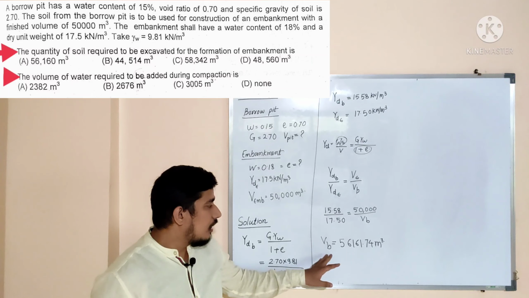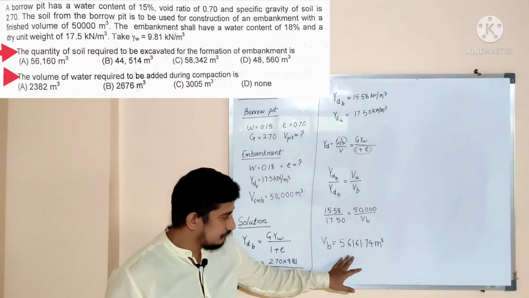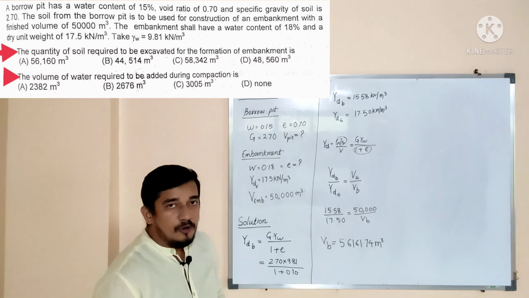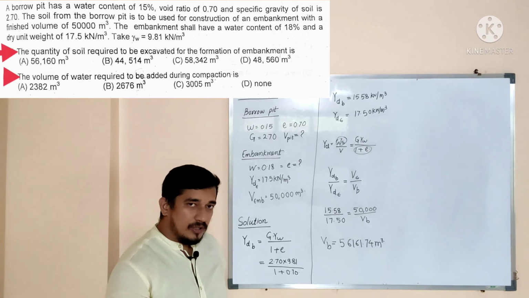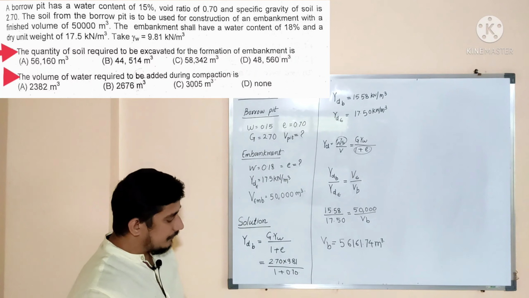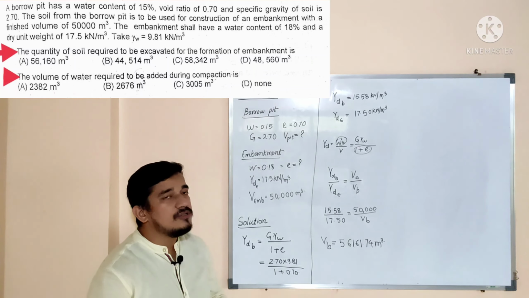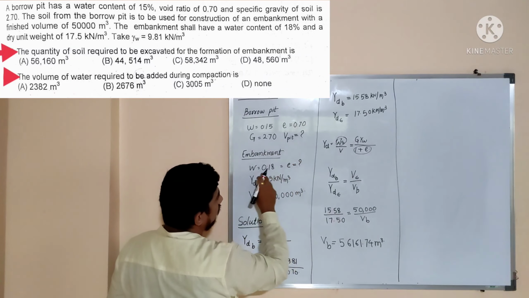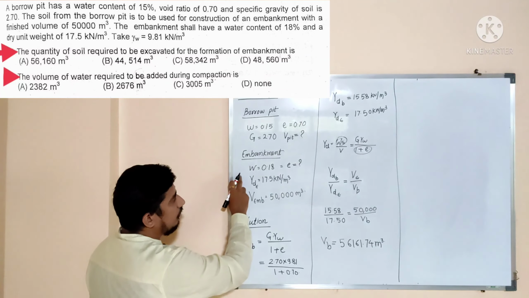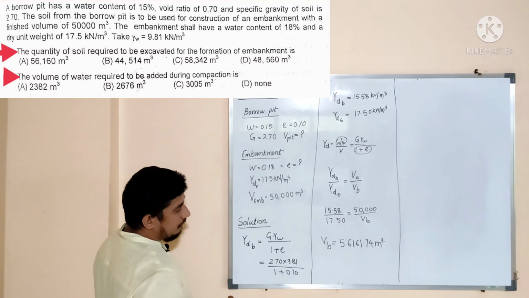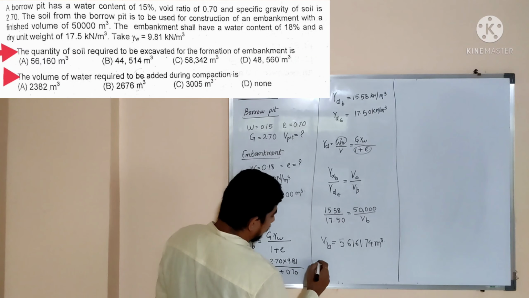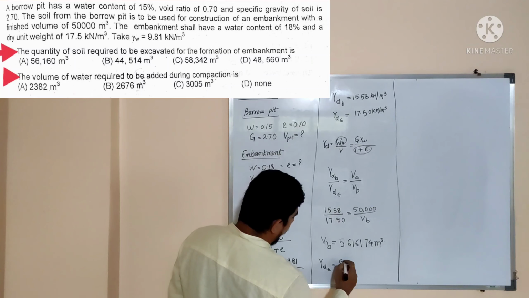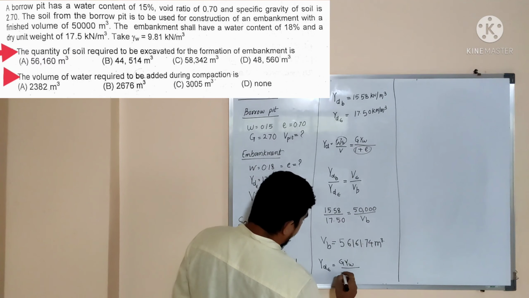Okay, so this much amount of soil we need to excavate from the borrow pit, and that will be compacted to the volume of 50,000 meter cube with the addition of water and reduction in voids. Now they have asked how much amount of water has to be added. So here the void ratio is 0.70. Here we do not know the void ratio, so we will find out the void ratio at the embankment. So gamma dE is equal to G gamma W upon 1 plus e.